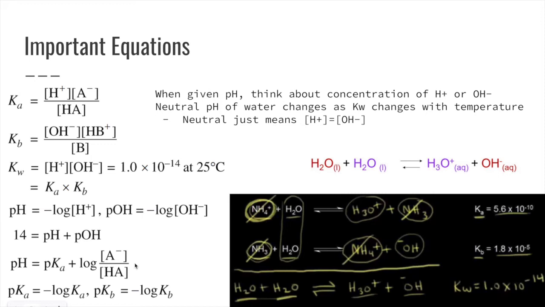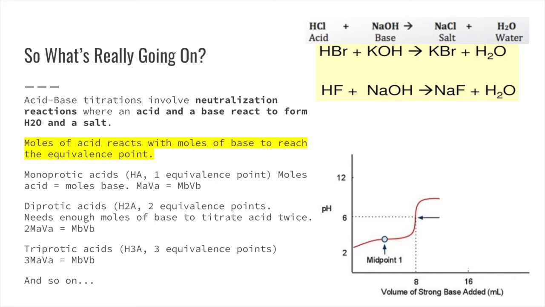This is the Henderson-Hasselbalch equation. It's derived from the Ka equation, and it's also a shortcut because you can directly plug in pKa or pH. So what's really going on? Acid-base titrations involve neutralization reactions where an acid and a base react to form H2O and a salt. Here's some examples. Moles of acid reacts with moles of base to reach the equivalence point.